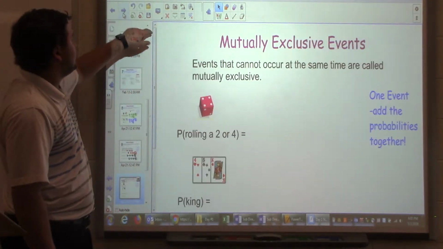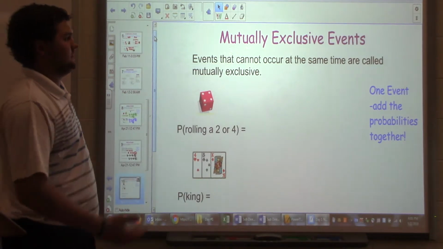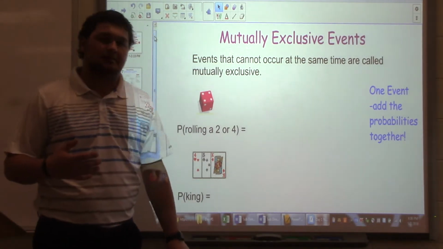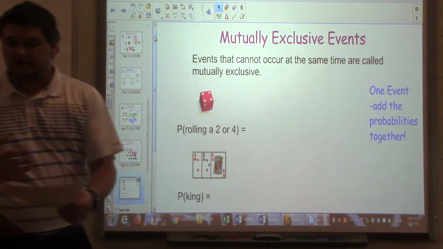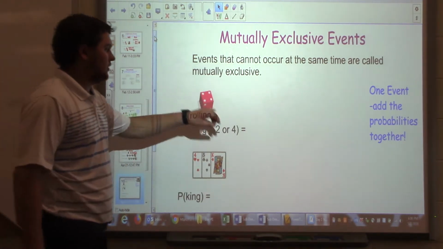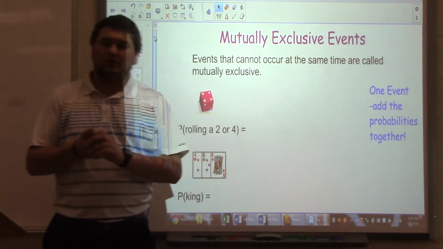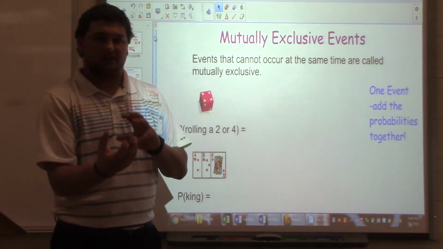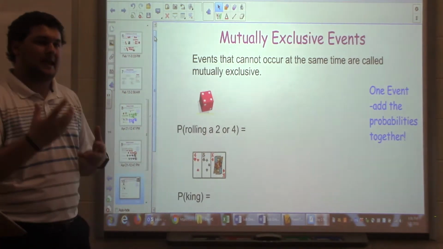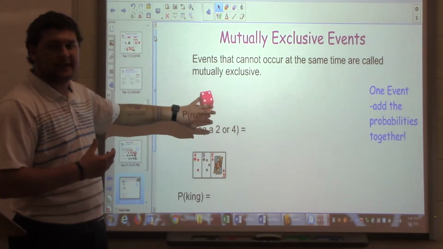Alright, keep moving on. Mutually exclusive events. Events that cannot occur at the same time are called mutually exclusive. So, rolling a 2 or a 4. I can't roll a die and get a 2 and a 4 at the same time. These are events that happen but cannot happen at the same time.